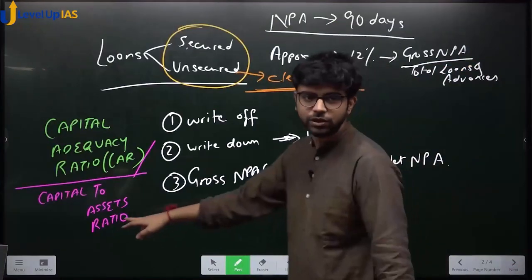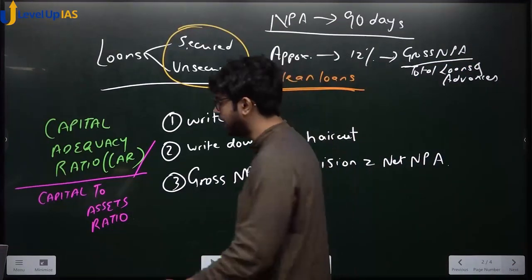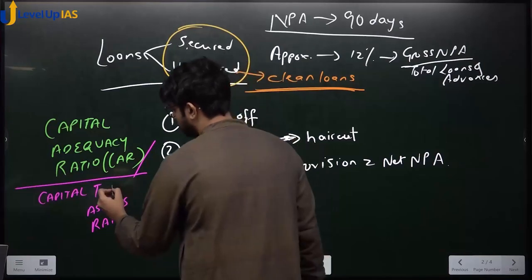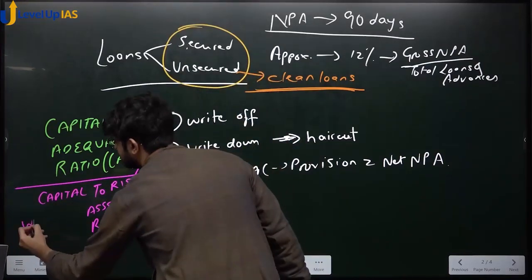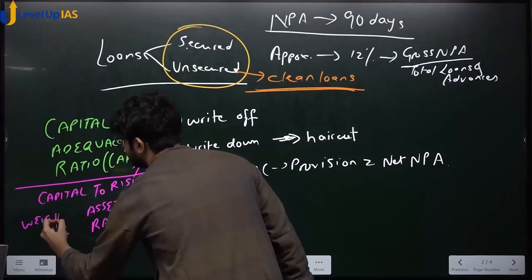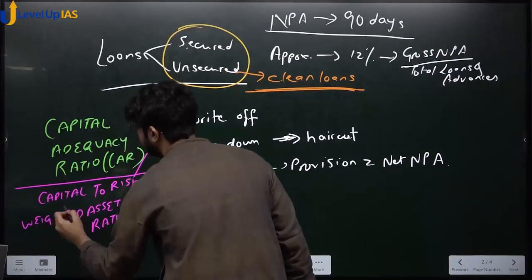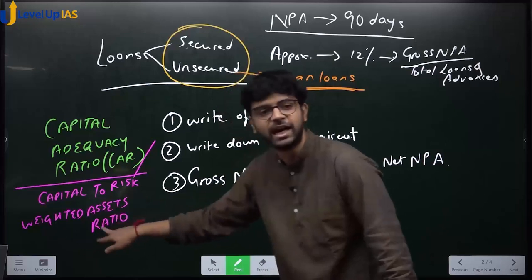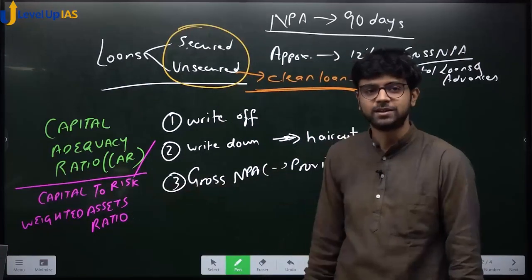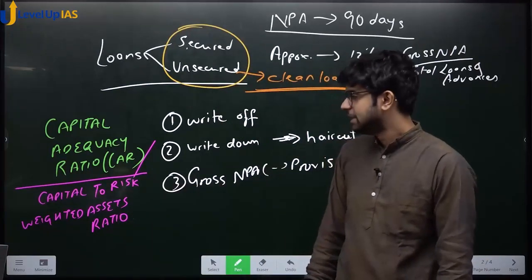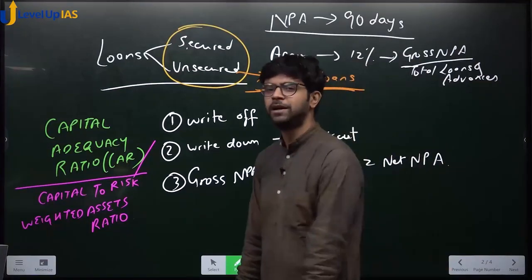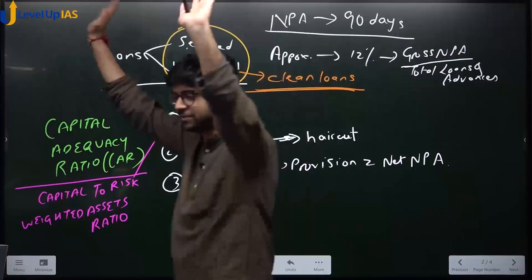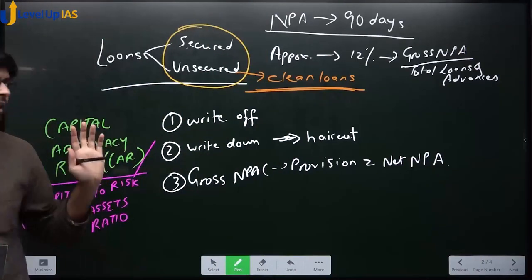So this ratio is called, see the English, is called as capital to risk weighted assets ratio. Capital to risk weighted assets ratio. Oh sir, very deep sir. Samjha bhai, now imagine you read this in a book, capital to risk weighted asset ratio, sir, khatam, kuch to hai sir, there is something like that.